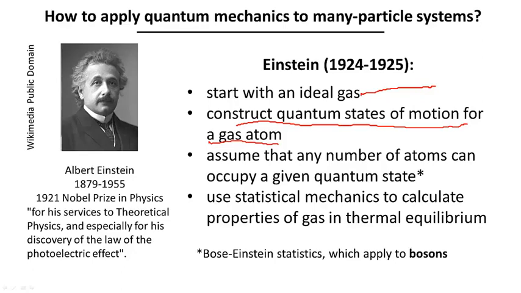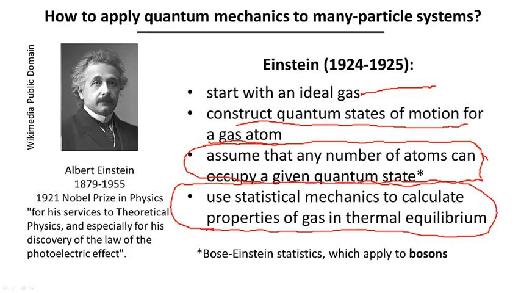So Einstein decided to try the following assumption: that for a given quantum state, any number of atoms can occupy it. So there's no restriction on the number of atoms that can be in the same quantum state of the system. If you think of a particle in a box, the ground state has no nodes, and presumably you can populate that state with as many atoms as you like. And then you use statistical mechanics to calculate the properties of the gas in thermal equilibrium.